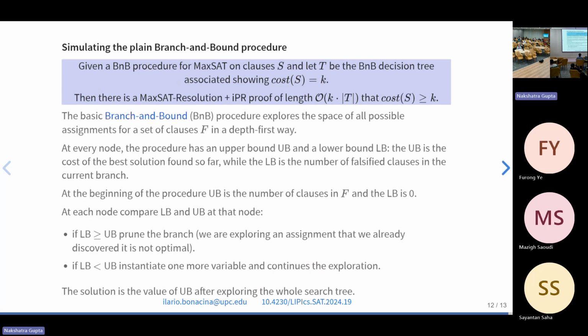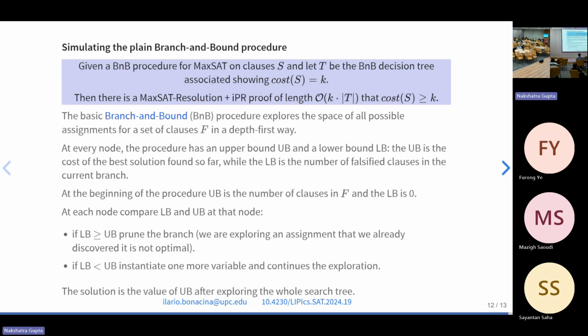Basically, the basic branch and bound procedure explores the space of all possible assignments in a depth-first way, and at every node there is an upper bound and a lower bound. The upper bound is the cost of the best solution found so far. The lower bound is the number of falsified clauses. At the beginning, the upper bound is the number of clauses and the lower bound is 0. At each node, the algorithm compares the lower bound and the upper bound. If the lower bound is larger than the upper bound, then we already know we are exploring branches that are not optimal, so we prune. In the other case, you instantiate more variables and continue the exploration. So basically, this basic branch and bound procedure is certifiable in this system.